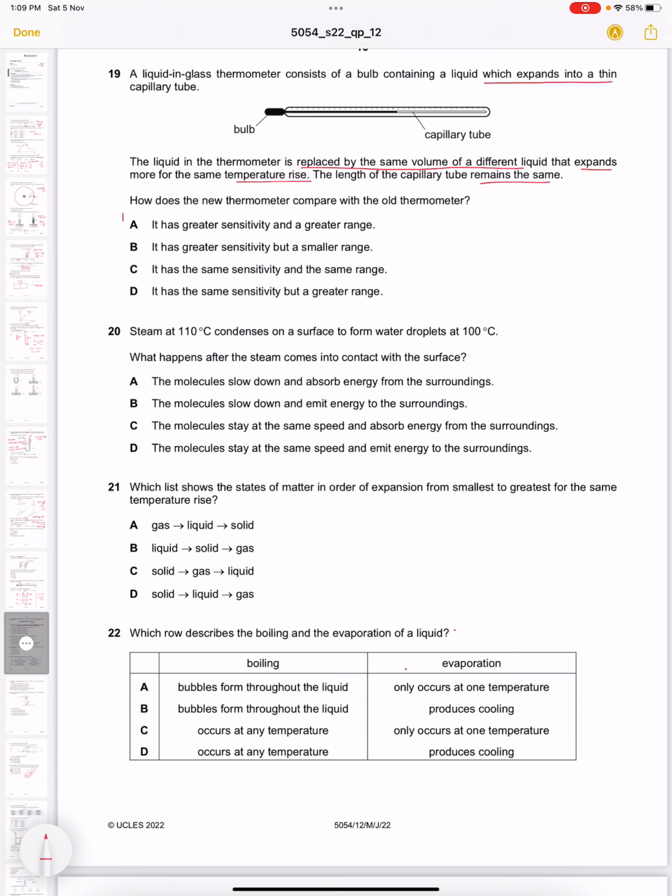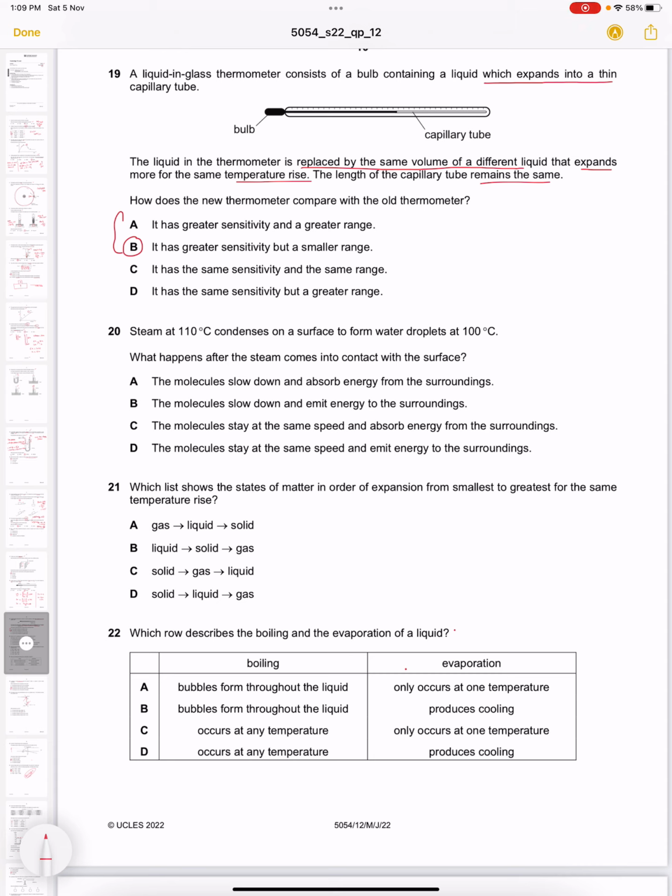Option A and B both have the option of greater sensitivity. But since the liquid is expanding more and length is same, it will reach its maximum level over a small temperature change. So that's why its range will be smaller. That's the correct option. Greater sensitivity but smaller range.